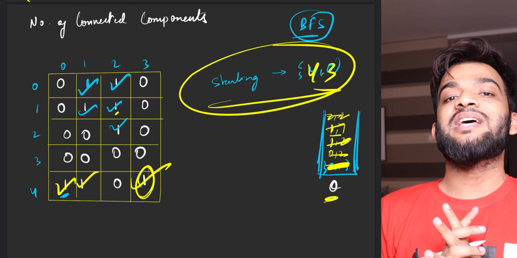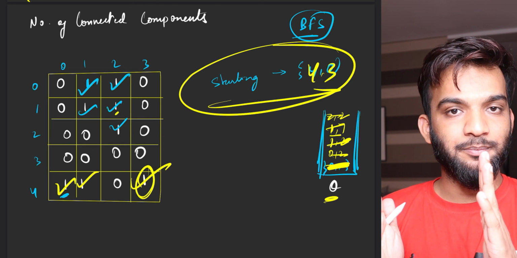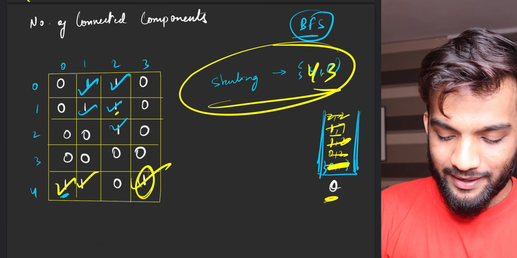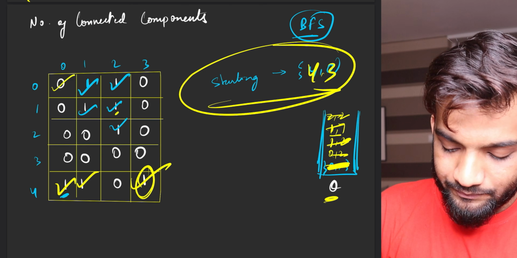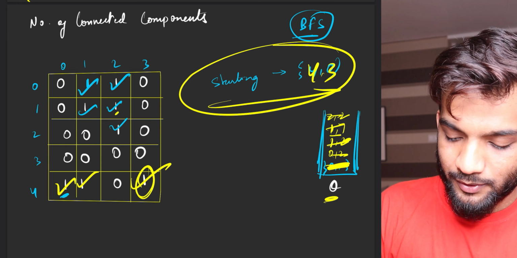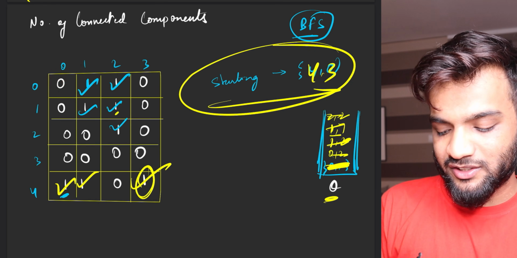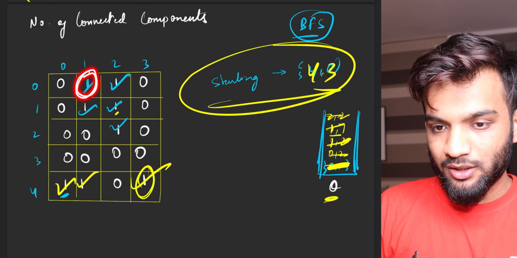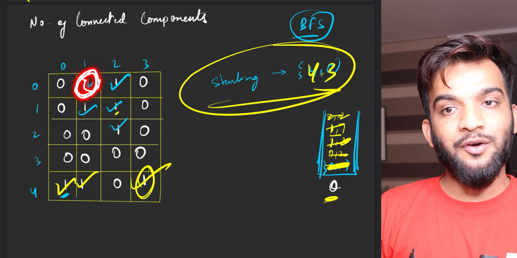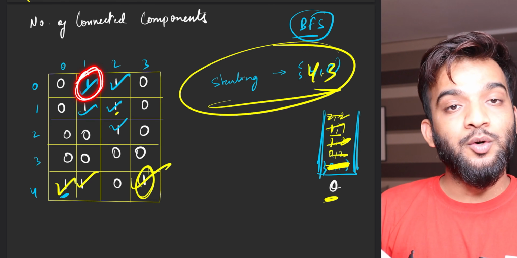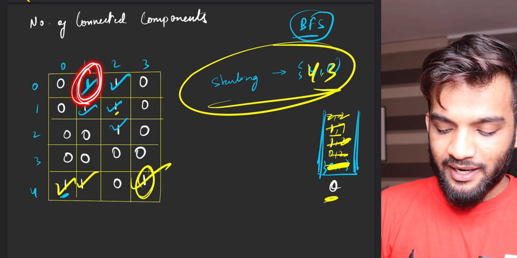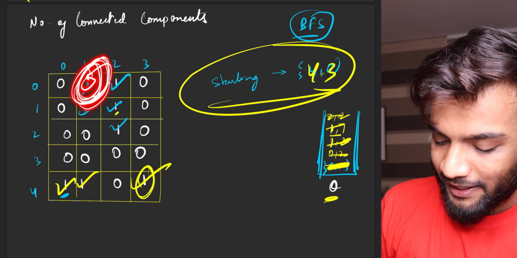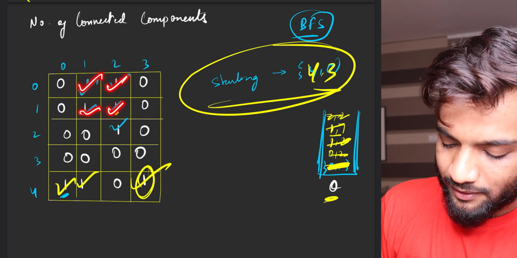So how will you decide the starting points? Very simple. We know it's a matrix, so we start from this cell, which is 0, 0. We say it's water, no need to do anything. Next we go to here, and we find it's land. We start the BFS traversal from a land. This is my first starting point, and this will make sure it visits everyone.